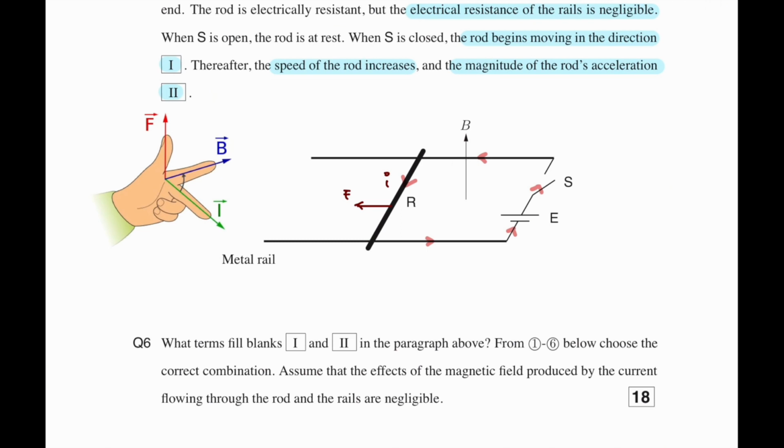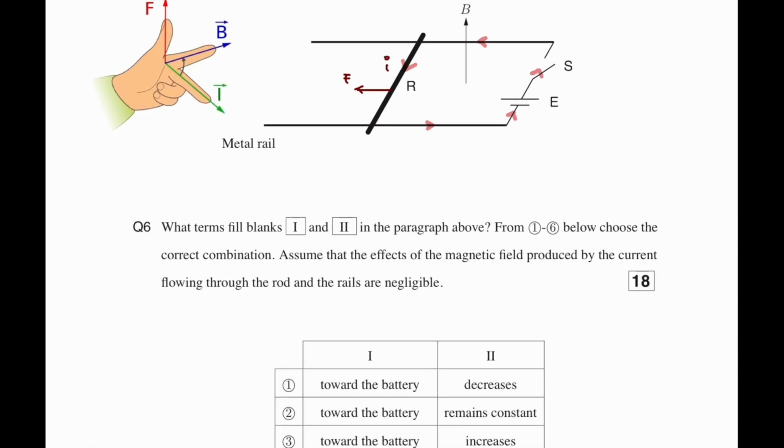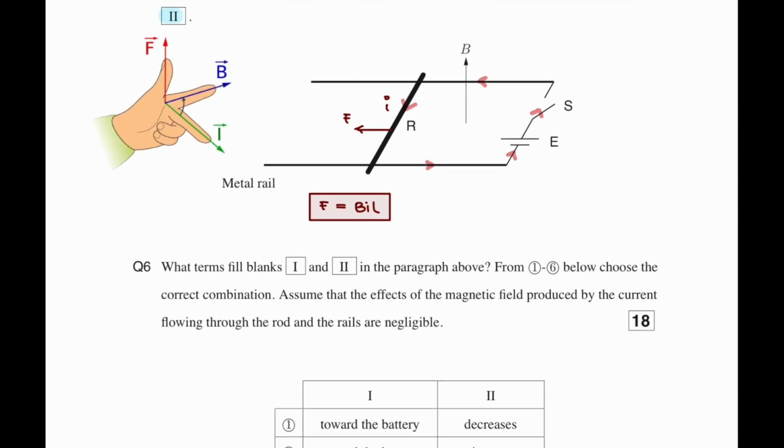Once again, we use the same concept, which is Fleming left-hand rule. And then, how about the magnitude of the rod acceleration? Since there is a force, in this case, the magnitude of the magnetic force here is B times I times L. So we can find the magnitude of the magnetic force in this case by using this equation. B is the magnetic field strength, I is the current, L is the length of the rod, BIL.